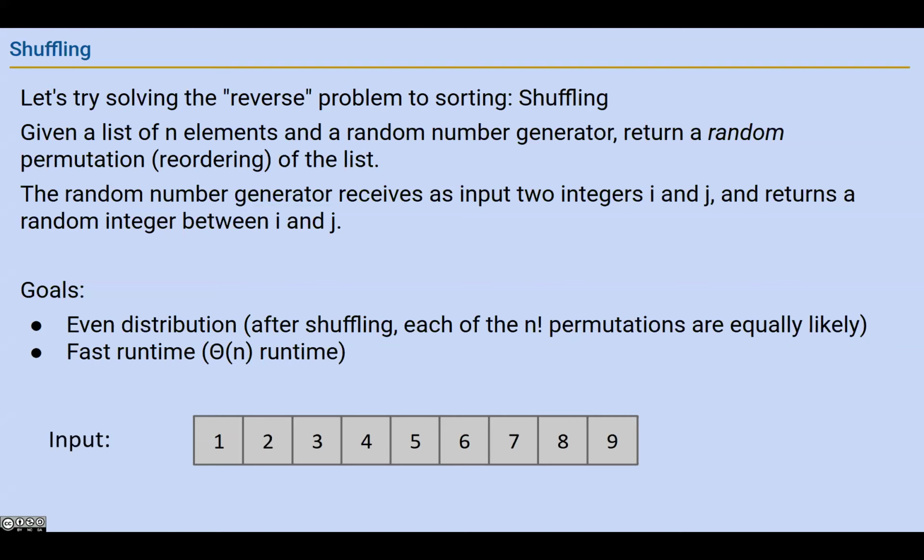So discuss with your neighbors. Let's take 2 or 3 minutes to try and come up with an algorithm that shuffles this list using only a random number generator.